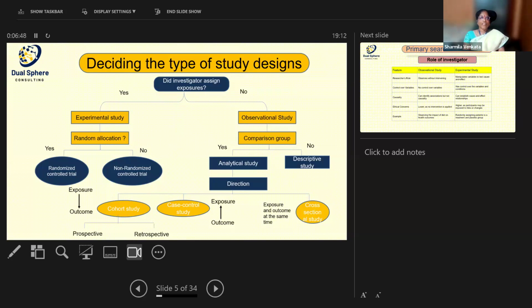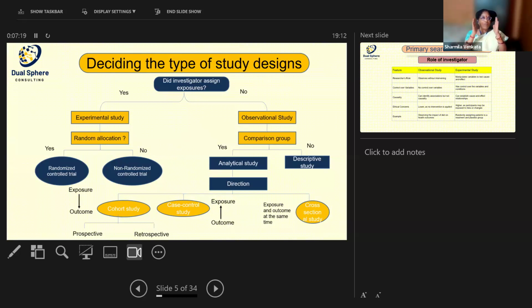Within the observational study, we'll divide into descriptive and analytical. What is descriptive? It is simply describing what's happening, for example, reporting that 10% of the population has diabetes. And when it comes to analytical, it asks why or how. For example, does smoking increase lung cancer risk?